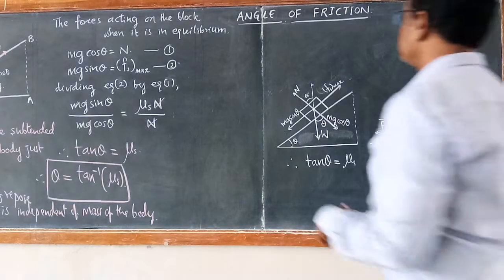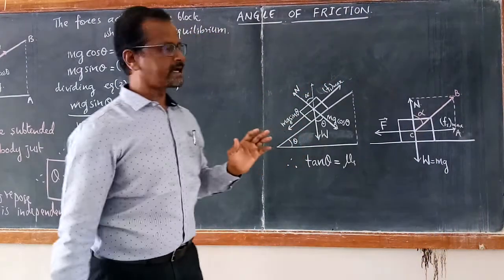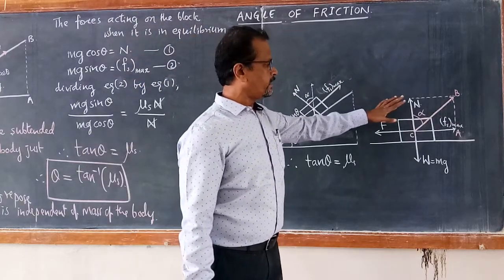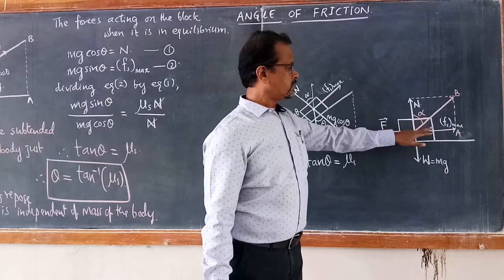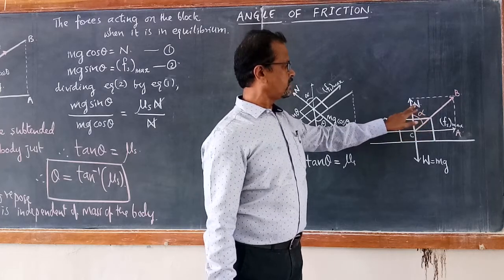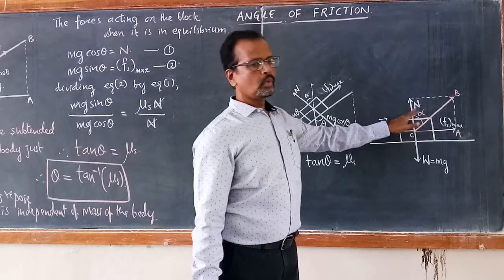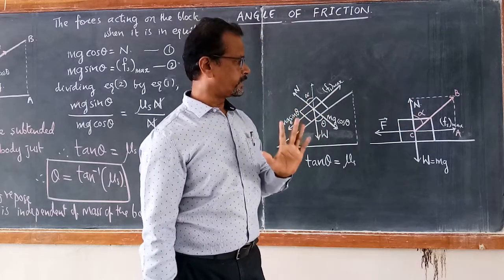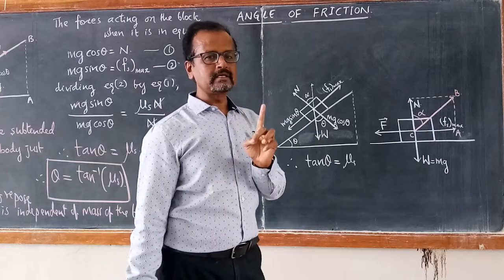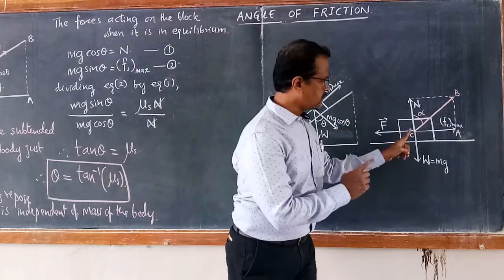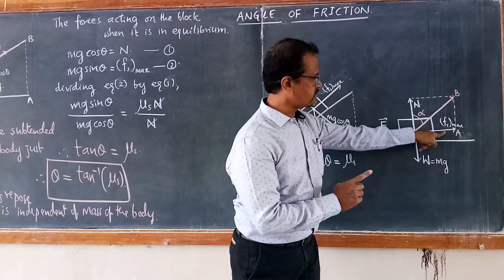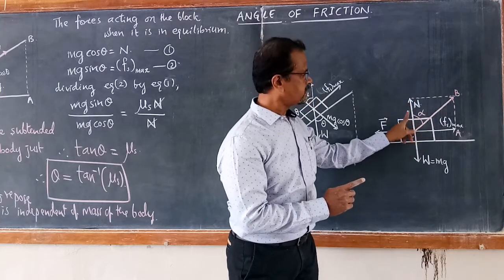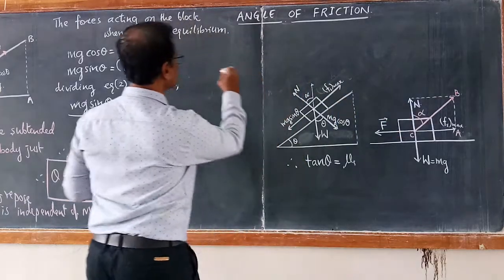Angle of friction. Look here. Quickly we will discuss what is angle of friction. Angle of friction is the angle made by the resultant of the force of static friction and the normal reaction with the direction of normal reaction force. Look here. It is the angle subtended between the resultant of force of static friction and normal reaction with the normal reaction. So I will write the definition.